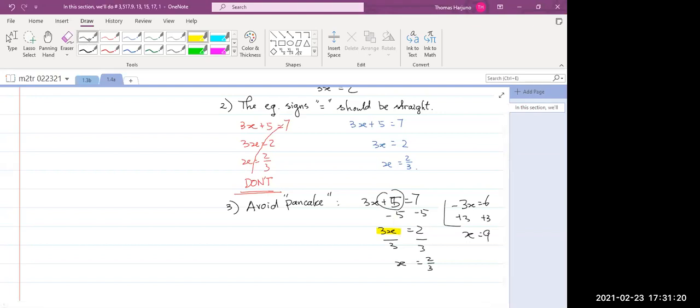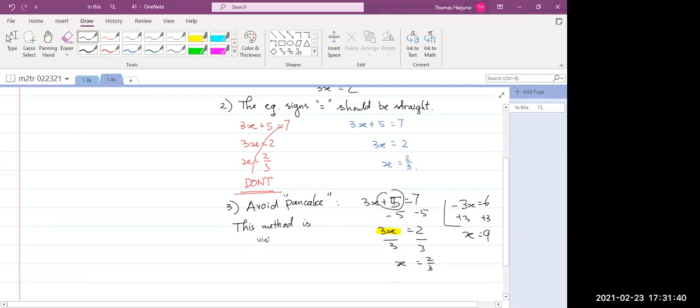Okay, now I know some of you were trained in the pancaking method. Be aware, I will not enforce this too much. Okay, but be aware, you can easily make mistakes, especially with this method. This method is visually entertaining, but without substance.